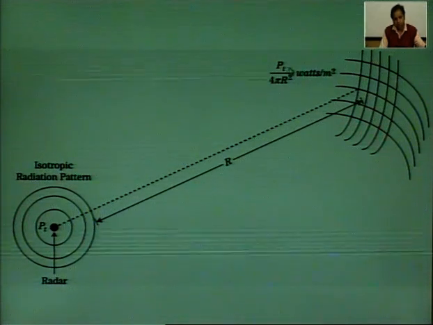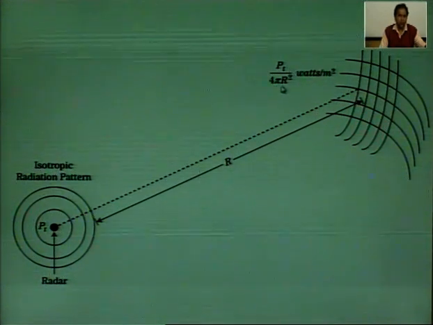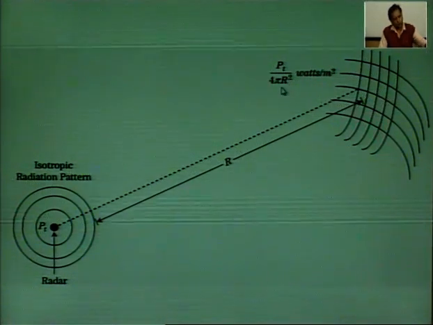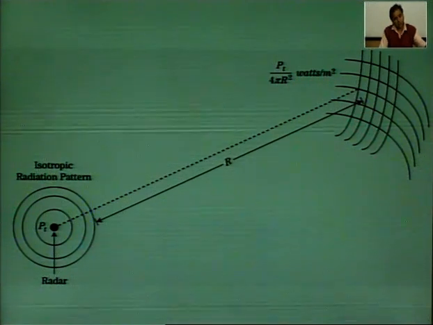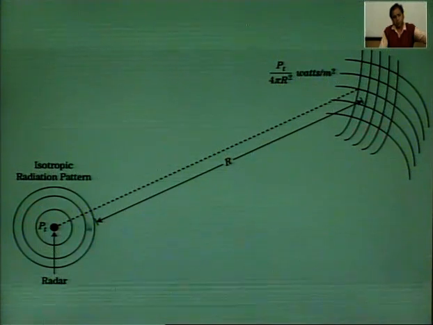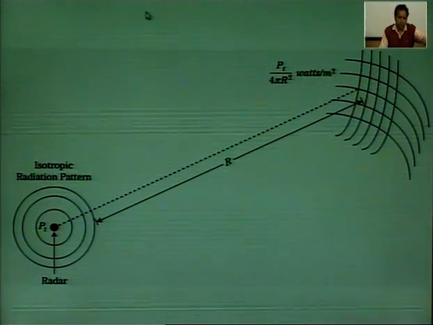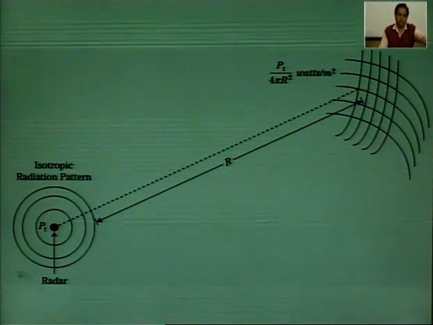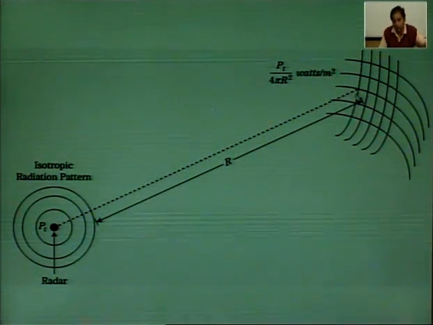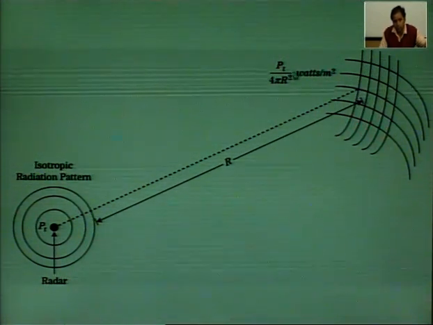It will be Pt, the transmitted power, divided by 4 pi r square, because 4 pi r square is the surface area of a sphere. If we assume the signal is transmitted in all directions, the same signal is present here, here and here. The proportion of signal present at our target location is this fraction of the total power.